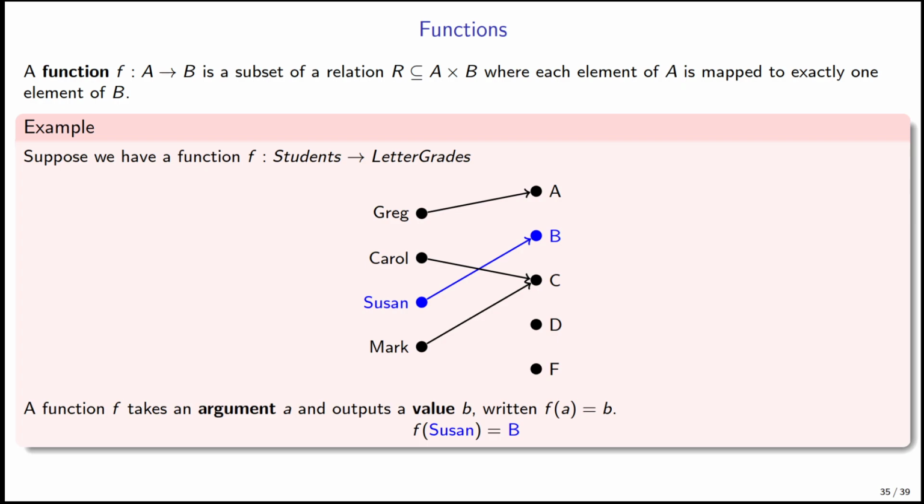So a function from A to B, which we write A arrow B, so elements in A get mapped onto elements of B, is a subset of some relation, where each element of A is mapped to exactly one element of B. This means everything in A goes to exactly one thing in B and no more. We can think of this as input-output.